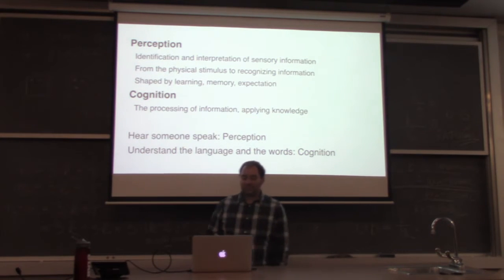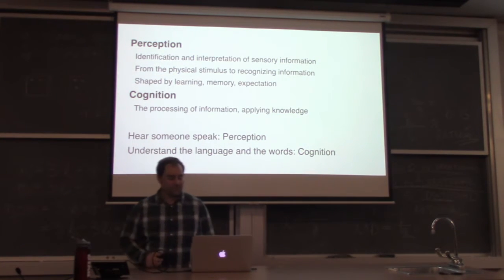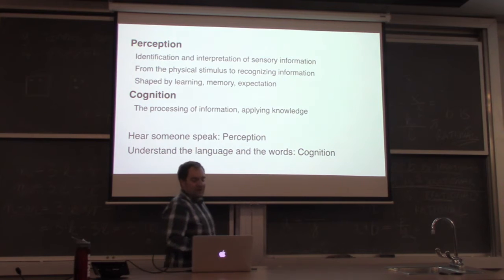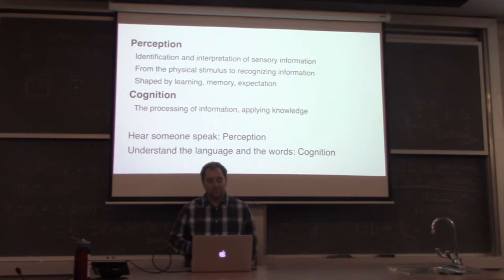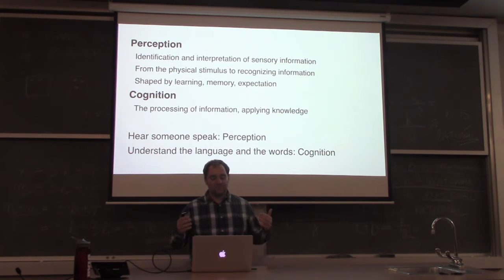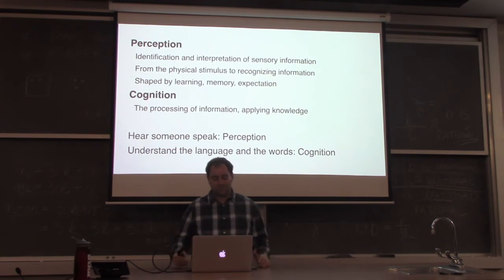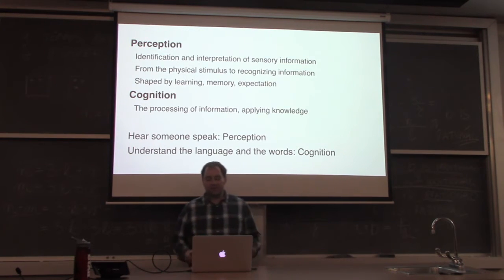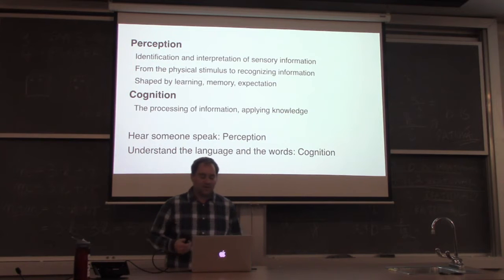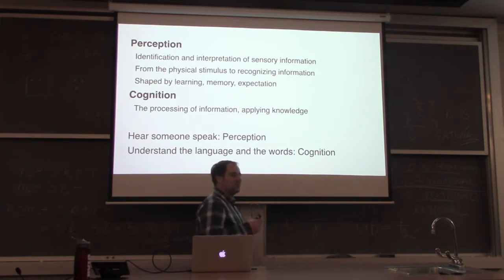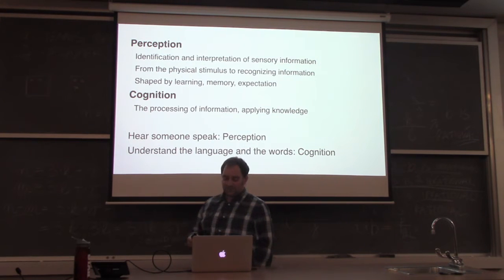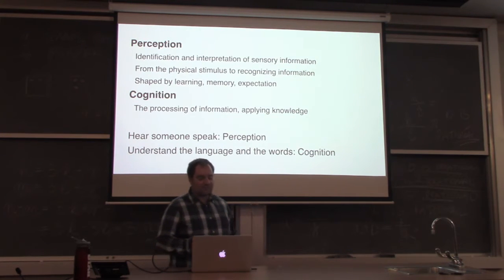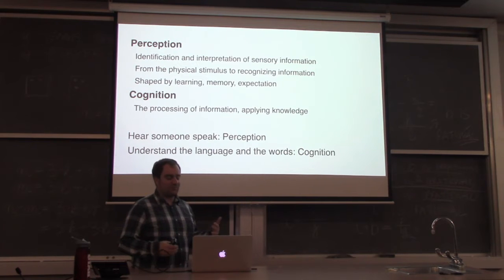So what is the difference between perception and cognition first? Perception is the identification and interpretation of sensory information. Basically, we take the physical stimulus to recognize information. Our perception is shaped by learning, by memory, and by our expectation. So it's not just pure image processing, but it has this aspect of learning, memory, and expectation. In contrast to that, however, it's still lower level than cognition.